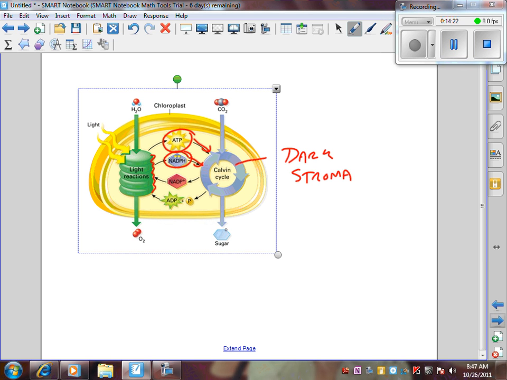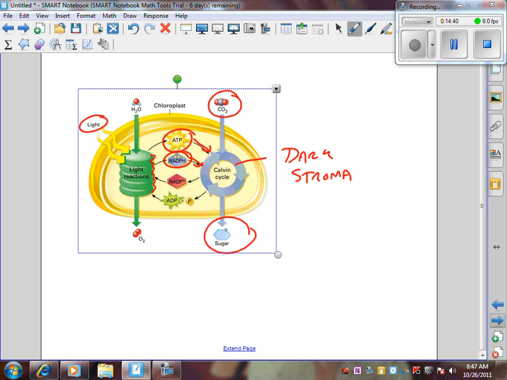So the dark reaction is the fixing, right? We're going to take in CO2 and somehow we're going to make sugar molecules. The way we do this is by using energy. The energy that we've taken from the sun and we've put into molecules that are highly energetic, right?